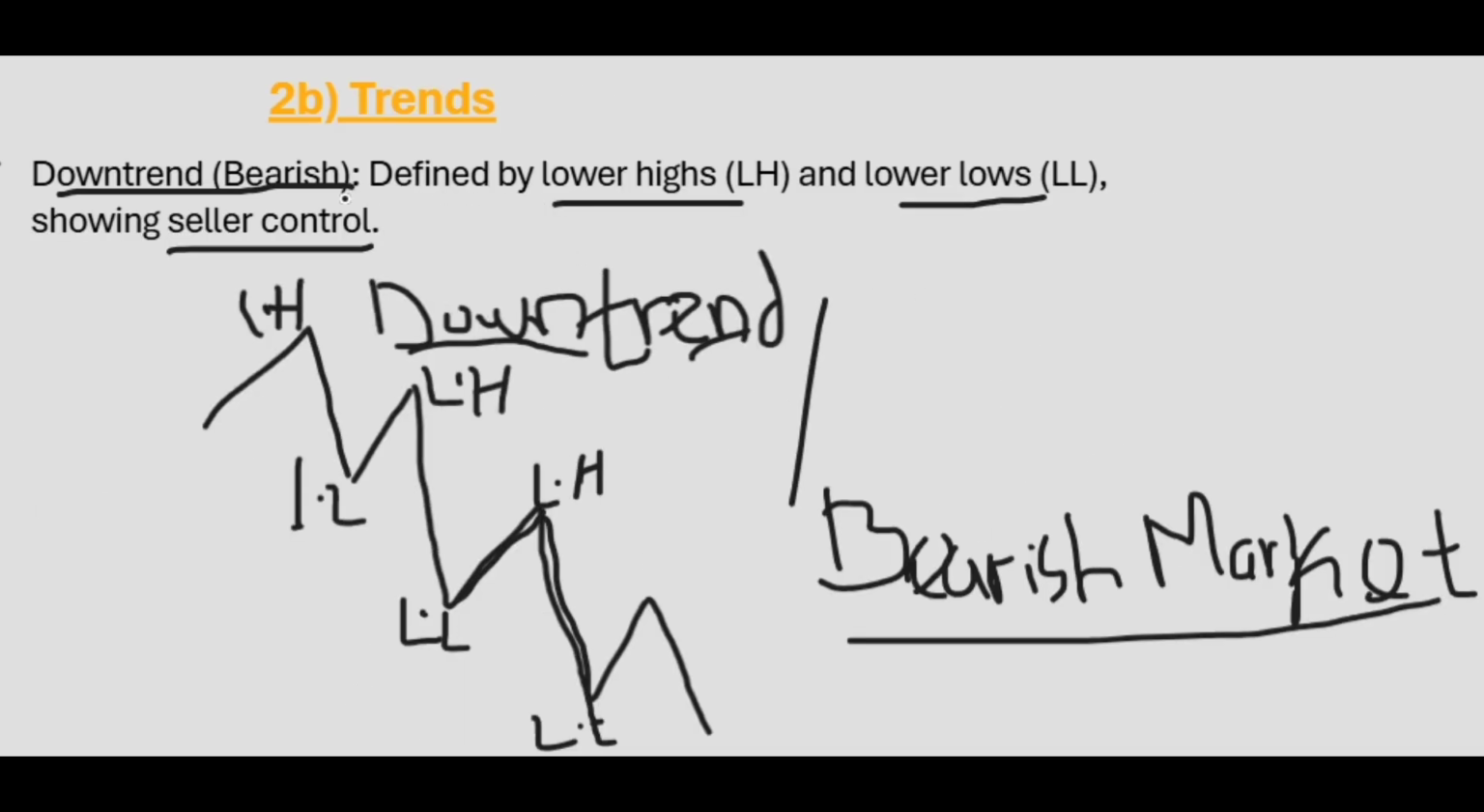In a downtrend, which is also a bearish market, it is defined by lower highs, in short form LH, and lower lows, LL, showing sellers are in control. Here, price was making lower highs, lower lows, lower highs, lower lows, lower highs, and lower lows. Finally, this is a downtrend market, which means that sellers are in control, and it's also called a bearish market. Let us now look at consolidating market or sideways market.